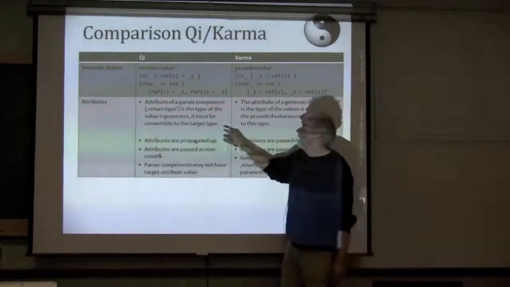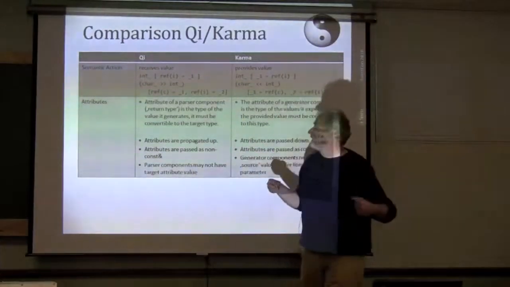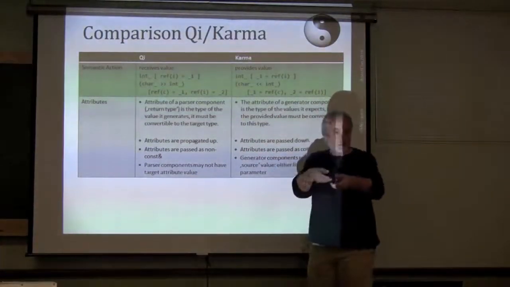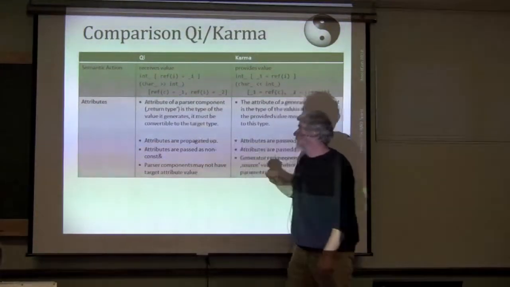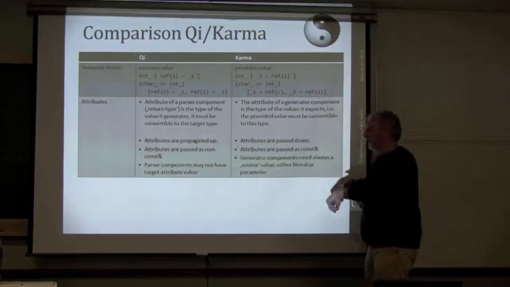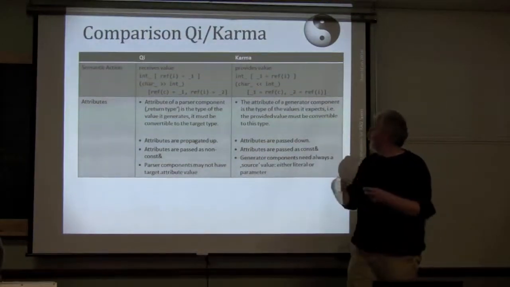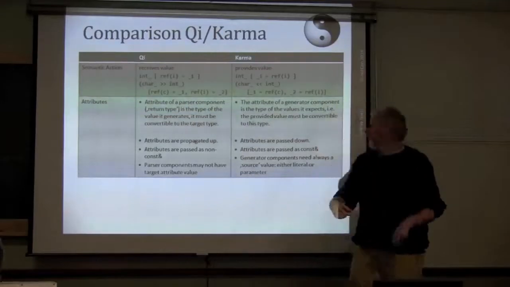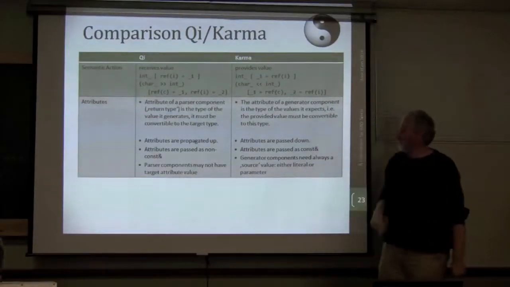Okay, attributes. The attribute of a parser component is some kind of return type of a parser, right? So if you parse something, you get it back. It's the type of the value it generates, and it must be convertible to the target type. In Karma, the attribute of a generator component is the type of the value it expects to get, i.e. the provided value must be convertible to that type.